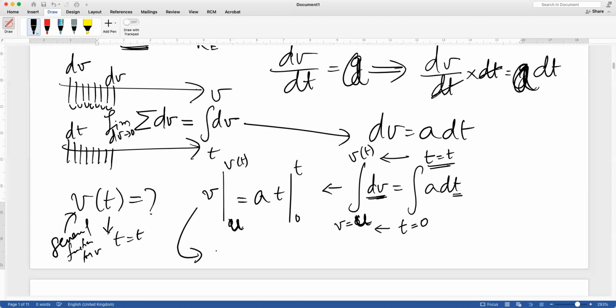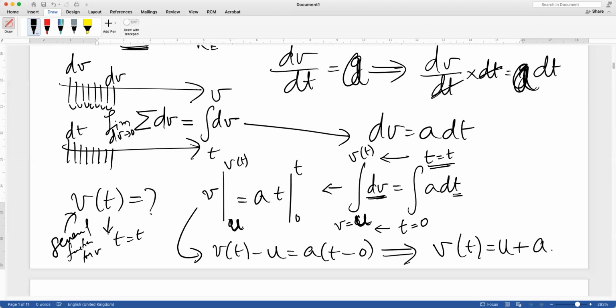Yes, uncle. You know that, right? Then this will be v of t minus u, actually equal to a of t minus 0. Is that okay? So this is the one which leads to the variable v of t being a function of time, looking like initial velocity plus linearly time varying velocity. Is that okay?